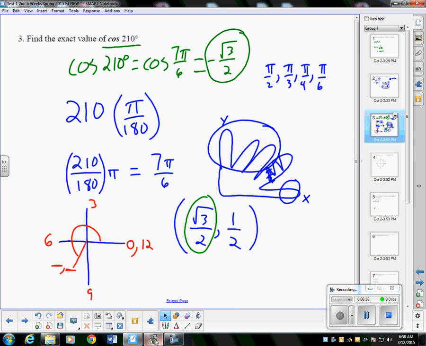Of course, if you know your unit circle by heart, you can pretty much go straight to that. But the answer circled up there is negative square root of 3 over 2.